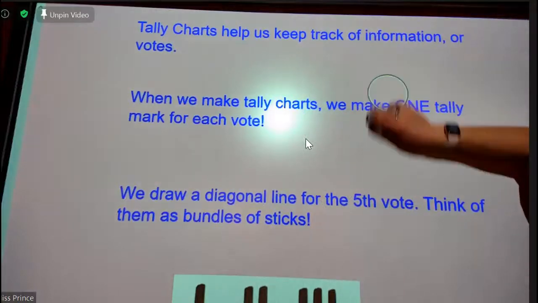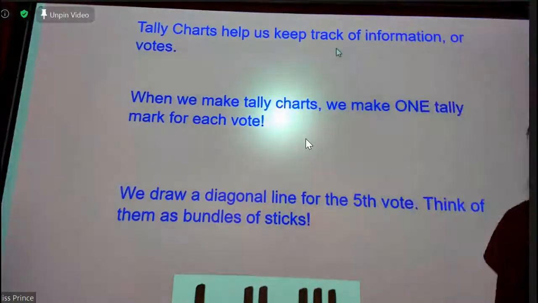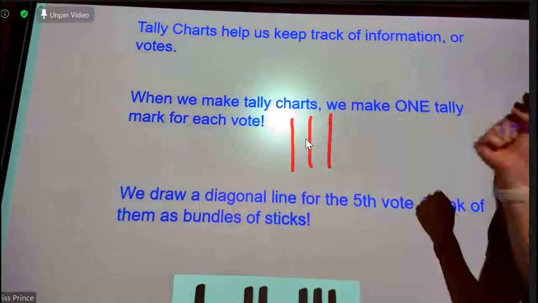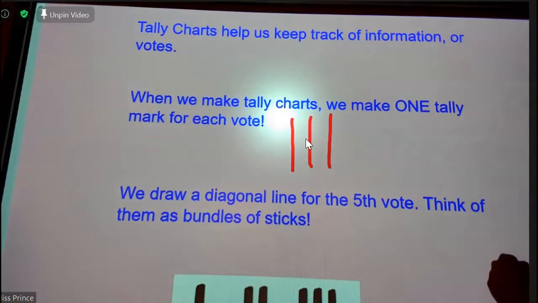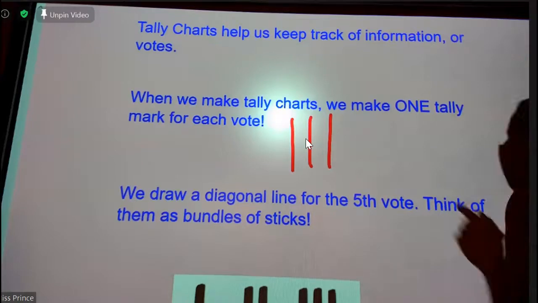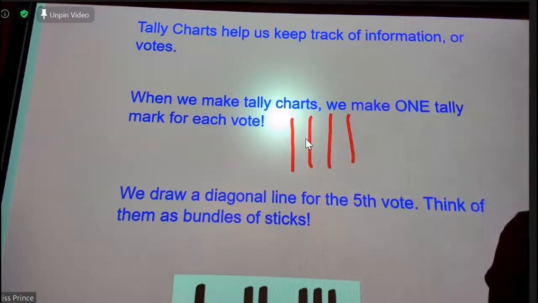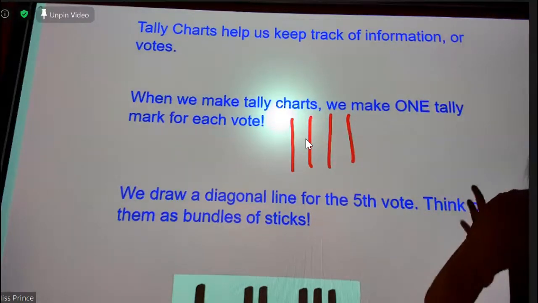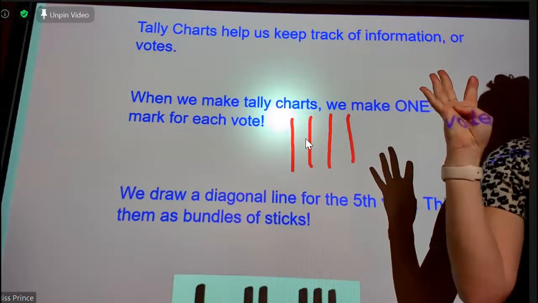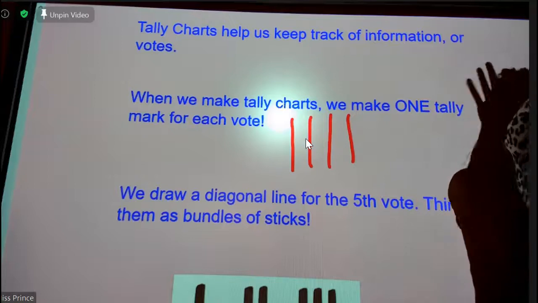So, here's my question for you. Elijah, if I have 3, can I bundle it yet? No. Can I bundle it now? I have 4. Can I bundle yet? Not yet. How many do I have to bundle?